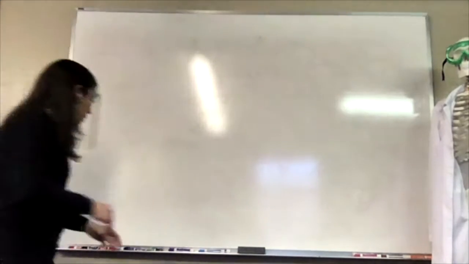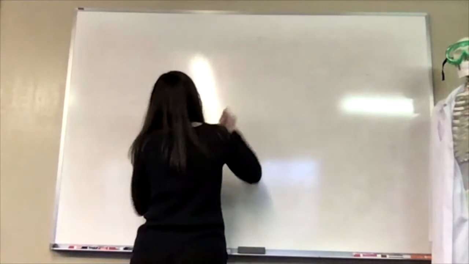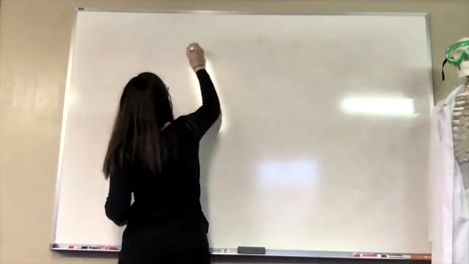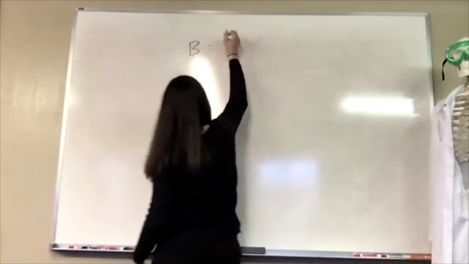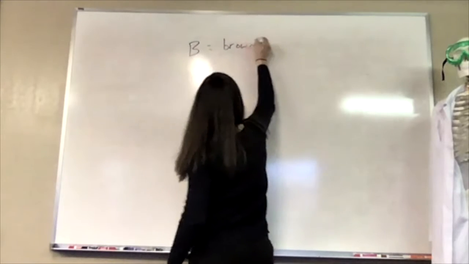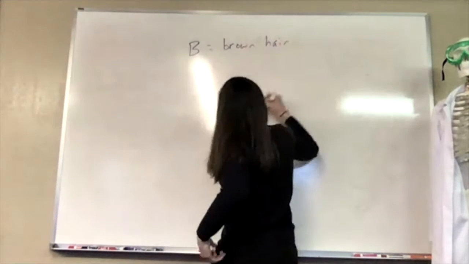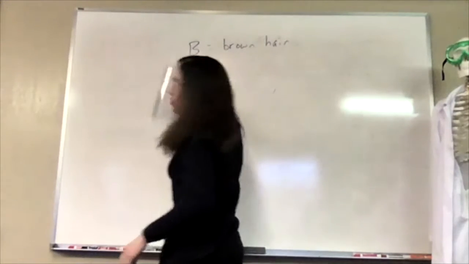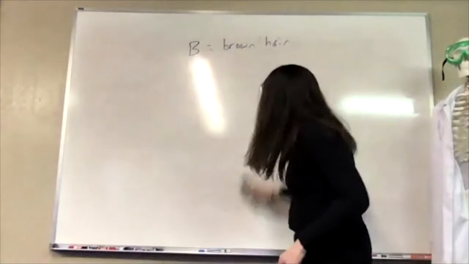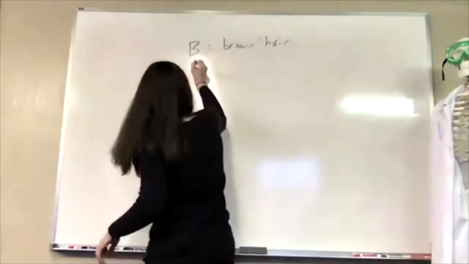So let's look at this situation where there are genes for hair color. We have capital B, we'll say, is for brown hair. That's a dominant trait, is capital. Then blonde hair is recessive, that's lowercase b.